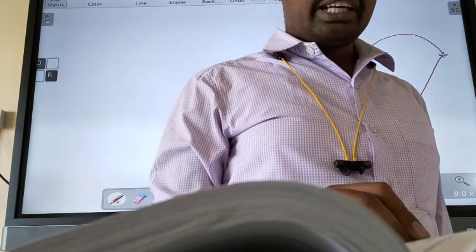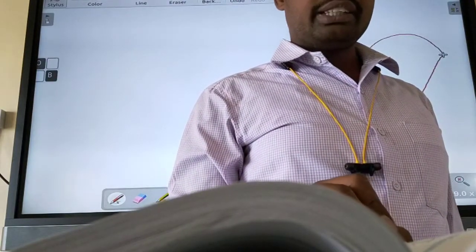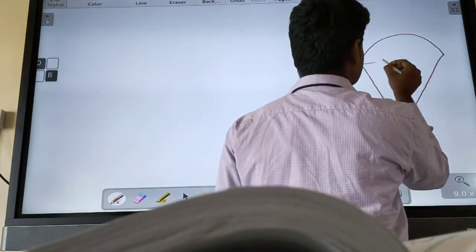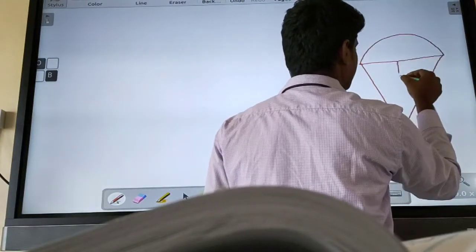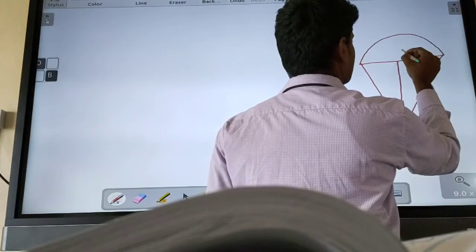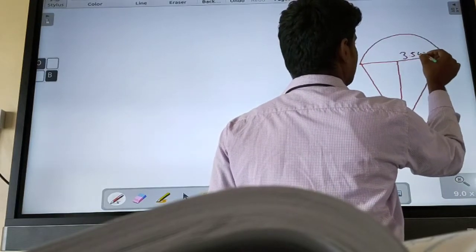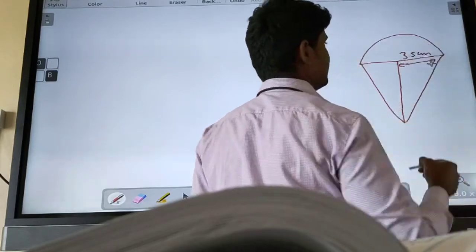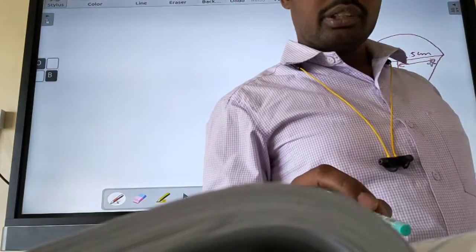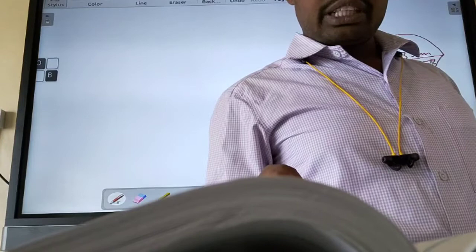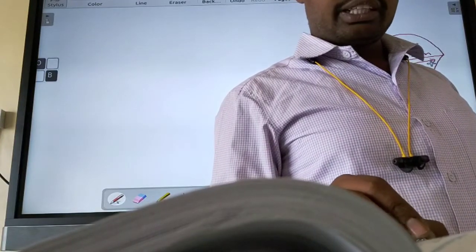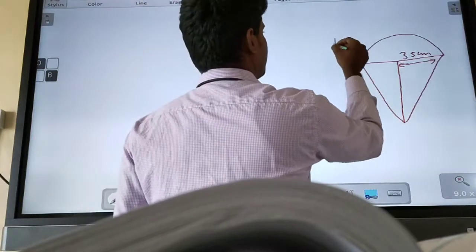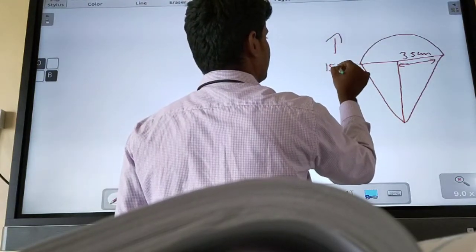A toy in the form of a cone of radius 3.5 centimeter. Radius is given. How much radius? 3.5 centimeter is the radius. Mounted on a hemisphere of the same radius, the total height of the toy is 15.5 centimeter.